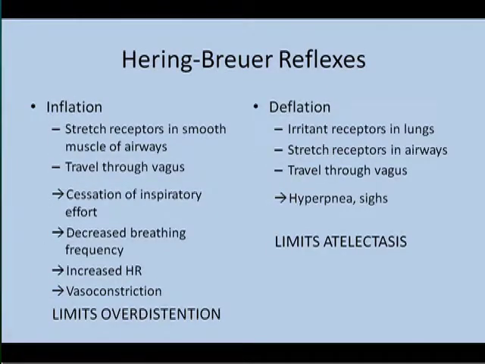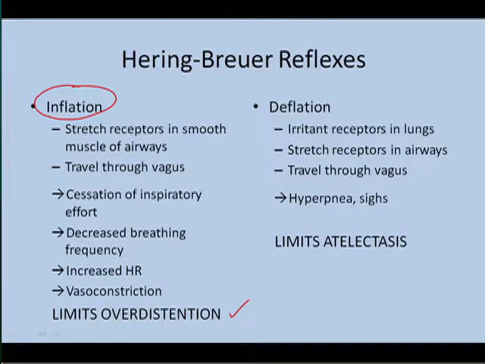You may have heard about the Hering-Breuer reflex. It turns out that Hering and Breuer actually described two reflexes. The more commonly known reflex is the inflation reflex. Here, slowly adapting stretch receptors are activated at high lung volume and send signal back to the brainstem, which leads to cessation of further inspiratory effort. Respiratory rate decreases and heart rate increases.